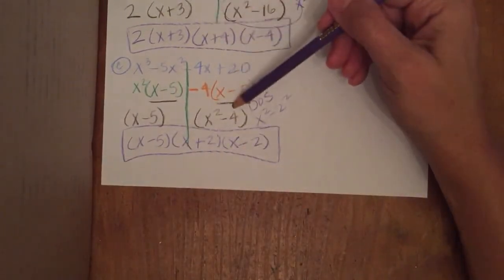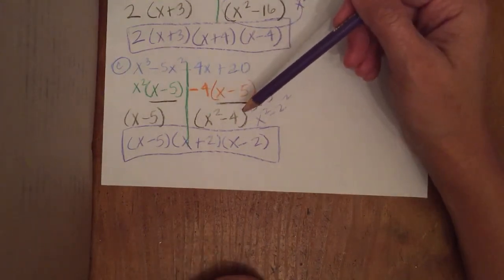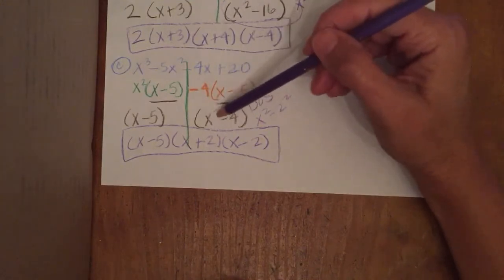Now, you're not always going to have a difference of squares here. You may just have x minus 3. You just leave it at that. It's not always going to be a difference of squares.